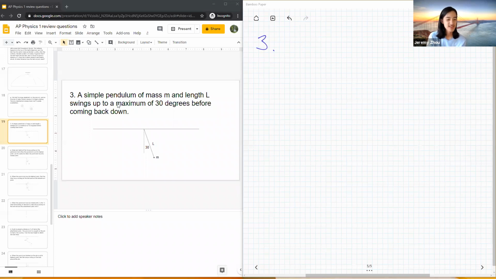Okay. So a simple pendulum of mass m and length L swings up to a maximum of 30 degrees before coming back down. Oh yeah, so you guys are already finding the period. No, I don't want you to find the period yet, but sure, if you want, you can find it. Actually, I want to correct this. We'll wait till later.